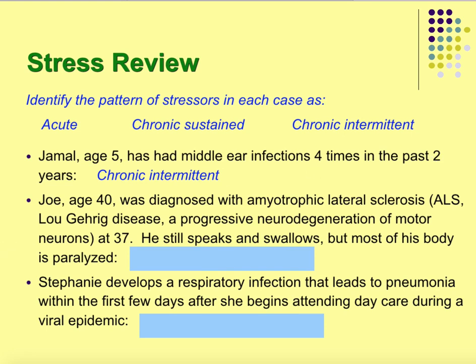Joe, age 40, was diagnosed with ALS, amyotrophic lateral sclerosis, or Lou Gehrig's disease, which is a progressive neurodegeneration of the motor neuron. He was diagnosed at age 37. He still speaks and swallows, but most of his body is paralyzed. So that would be an example of chronic sustained. So it's never gone away in those 3 years. Stephanie develops a respiratory infection that leads to pneumonia within the first few days after she begins attending daycare during a viral epidemic. So that would be acute.